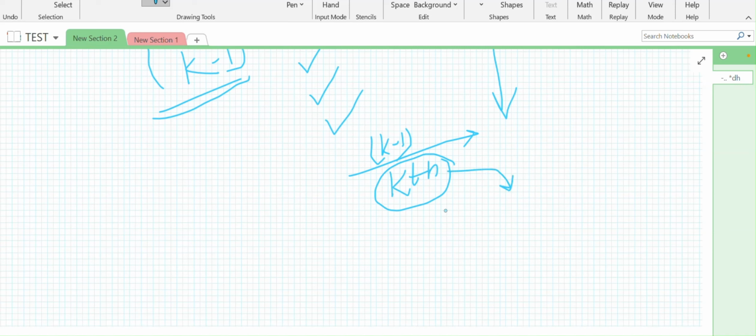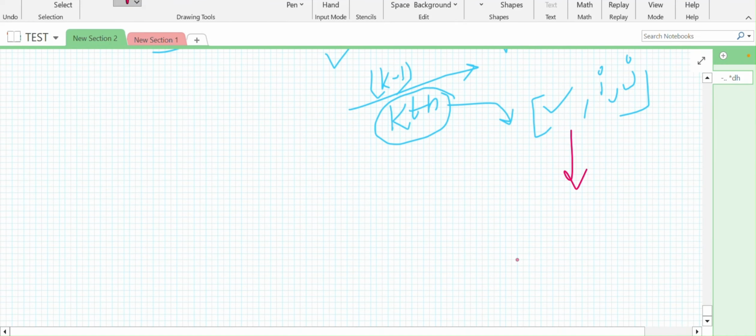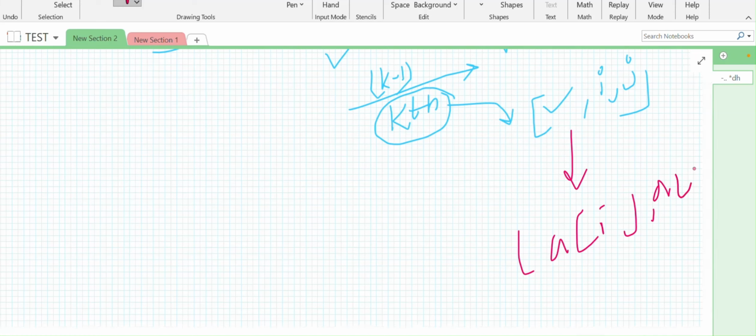Then we pop the kth smallest value, and we will get three values, right? One is my fraction value, one is my i, one is my j. Then what will be my answer? My answer will be a of i, comma a of j. This will be my answer. In this way we can solve it.